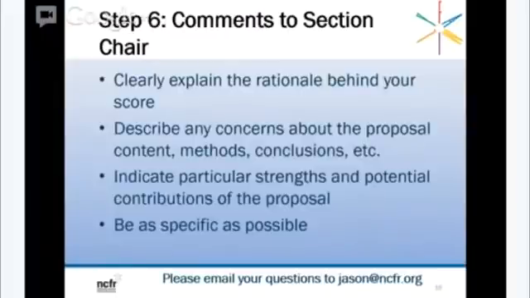Was it with the content, with the methods, with the conclusions? Did you think it's a very strong proposal, but it really won't add much to our knowledge base? The section chairs have a lot of decisions to make and a very large puzzle to put together. And so it's really helpful if you can give some very specific information here that will help them in making their decisions.